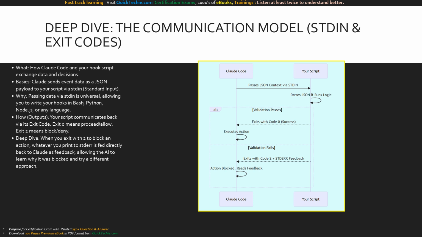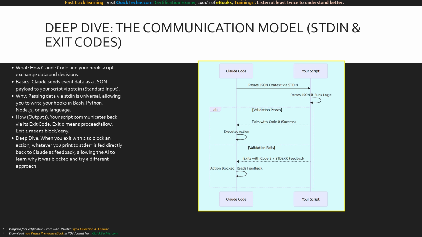Claude reads this error, understands why it was blocked, and autonomously corrects its approach. This sequence diagram maps the exact communication flow. Claude Code initiates the interaction by passing JSON context via stdin to your script. Your script parses this JSON and runs its logic.